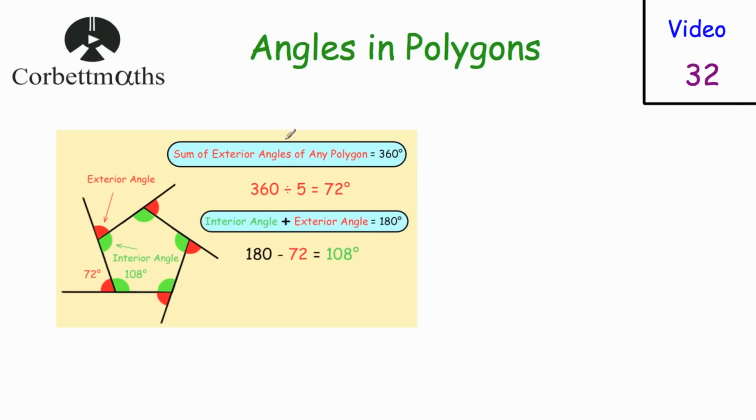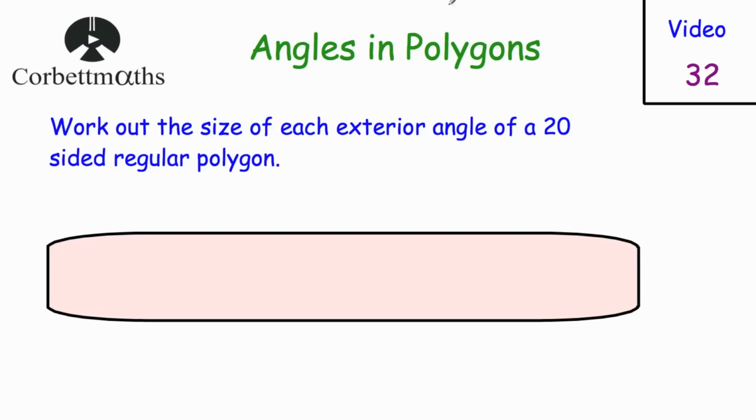The sum of the exterior angles, all those outside angles, all those red angles, will add up to 360 degrees. And the interior angle and the exterior angle will add up to 180. So let's do some questions based on that now. So here we've got a typical question. It says work out the size of each exterior angle for a 20-sided regular polygon.